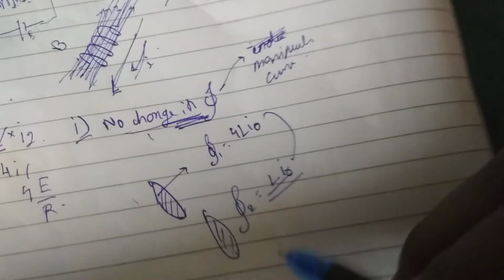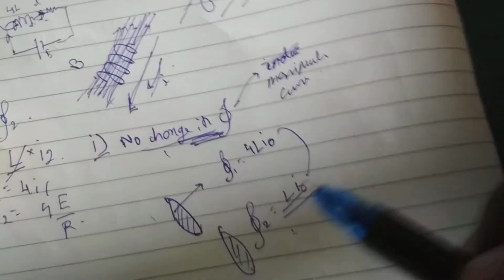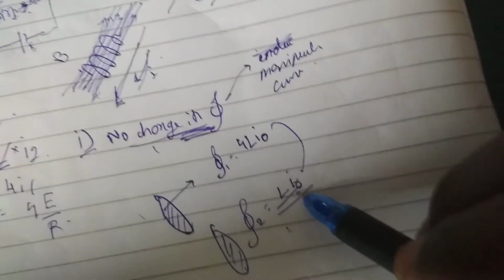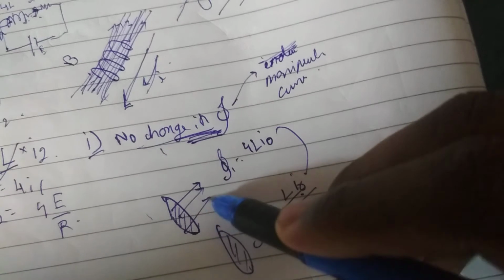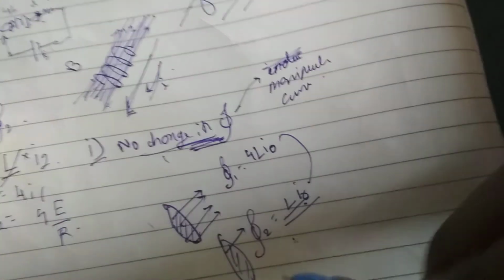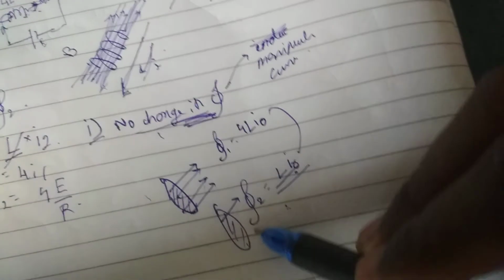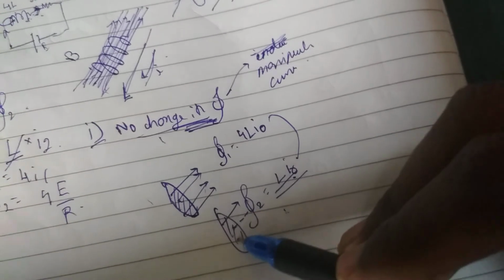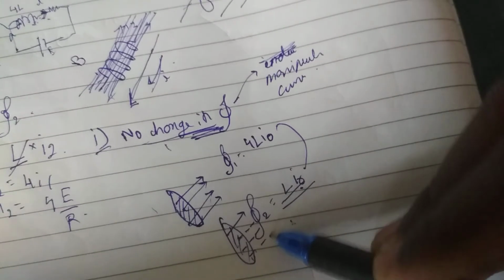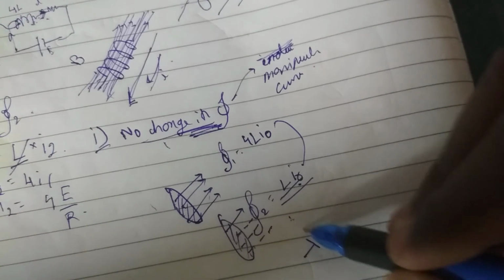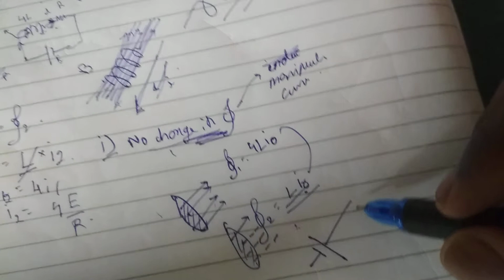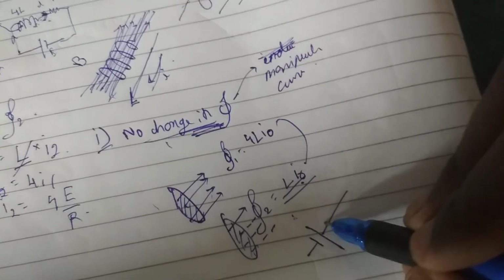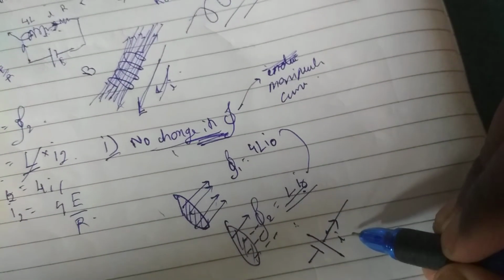Right now, the flux at first was like this, and now it is this. This is not good. It wants to add a lot more flux, and that means it will act like a cell and induce a forward current.